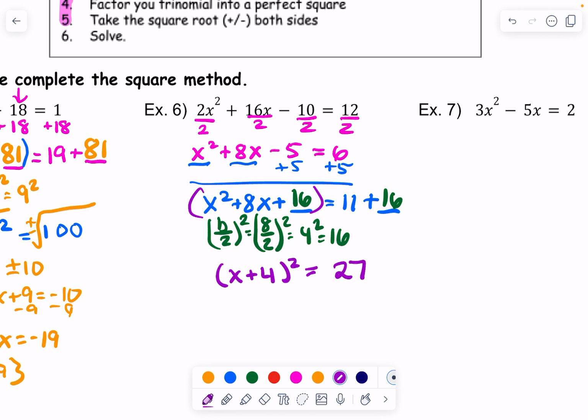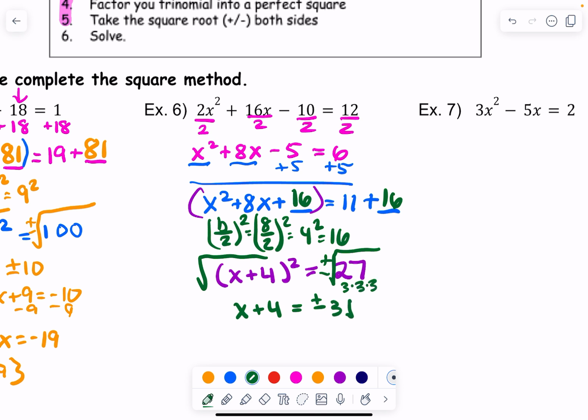So now what we're going to do is take a square root of both sides, plus or minus, and we're going to get x plus 4 is equal to plus or minus. Now this is 3 times 3 times 3. So this would be 3 comes out and a 3 stays in.